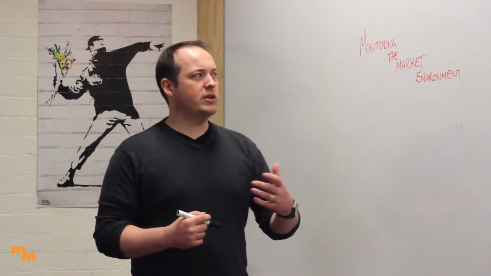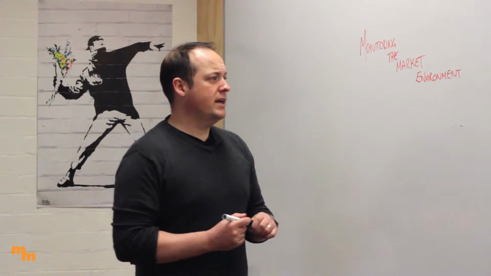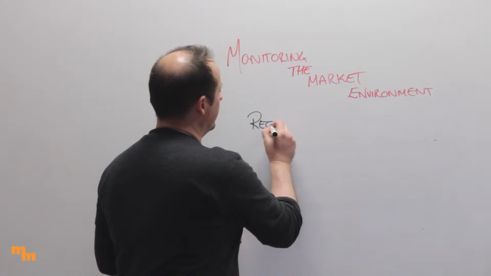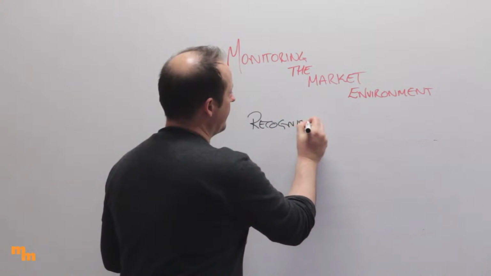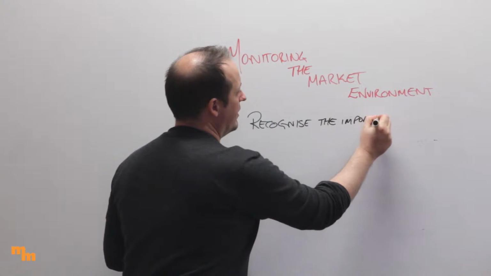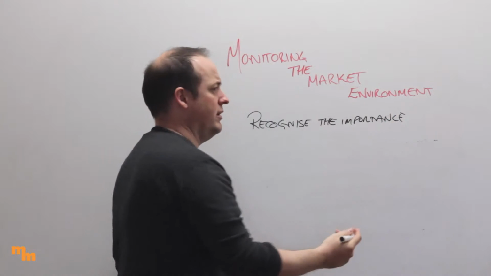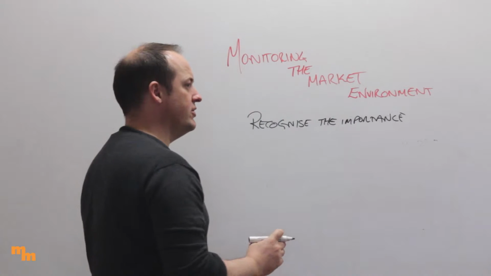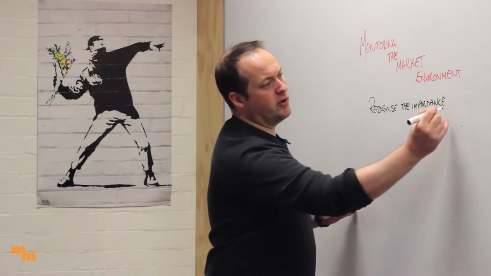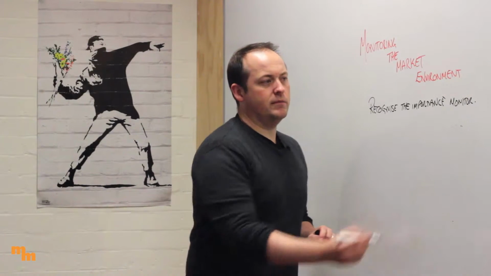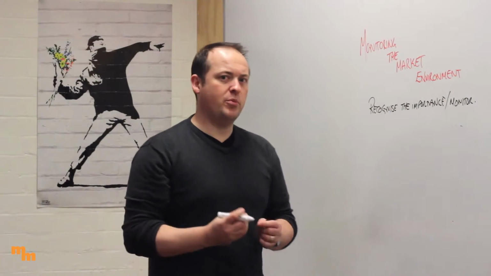Okay, so one of the things we're going to look at when we're monitoring the marketing environment is making sure that we recognize the importance. So we need to recognize the importance. That's something we're going to talk about, recognizing that it is part of business that we really need to get right and that we need to be paying attention to. So that's the monitoring role specifically. Okay, so we understand how important that person is to us.